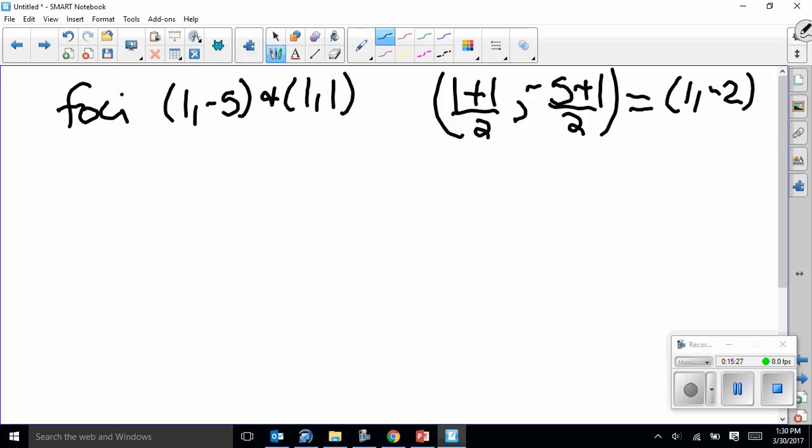We're also told that the transverse axis length is 4 units, and the transverse axis is equal to 2a units. So 2a equals the transverse axis length, which we're told is 4. This allows us to find our a value. So a equals 2. That gives us our a for the equation, and it also tells us where our vertices are located.